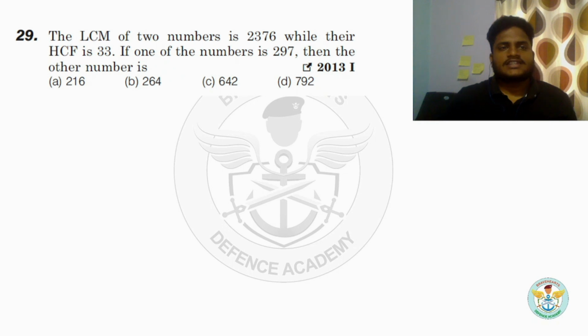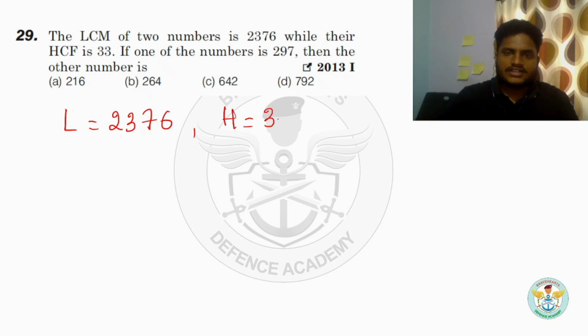Now let's understand this question. The LCM of two numbers is given as 2376. Always make it a habit of writing the given. If you are very weak in mathematics, this is the way to move forward. Write down whatever is given, then try to solve the sum. The LCM is given as 2376 and the HCF is given as 33.